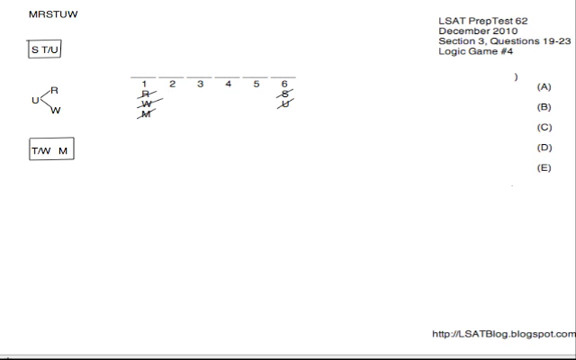This is test 62, game 4. This is the witnesses trial game. It's an ordering game. We know this, of course, because the witnesses are testifying one by one, so there's an inherent order in which they testify. Now, I've laid out a bunch of rules here, but I'm going to explain all of those.